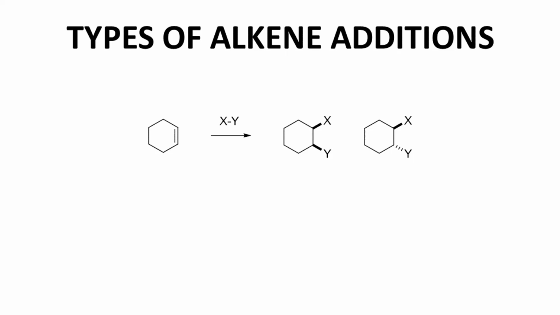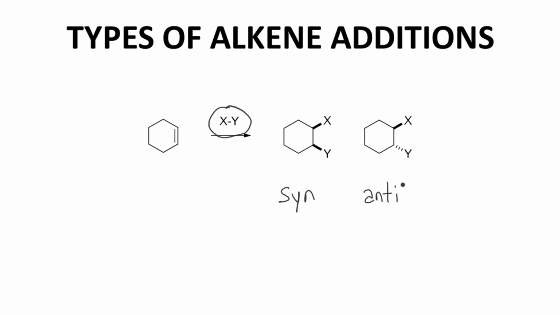On the screen we have a hypothetical addition reaction. We are adding XY to an alkene. Note that there are two products shown. If both X and Y add to the same face of the pi bond of the alkene, then we get this syn product. If the reaction mechanism only generates the syn product, then we call the reaction a syn addition. If instead X and Y add to the opposite face of the alkene pi bond, then that is the anti product. If the reaction mechanism only gives the anti product, then we call it an anti-addition.